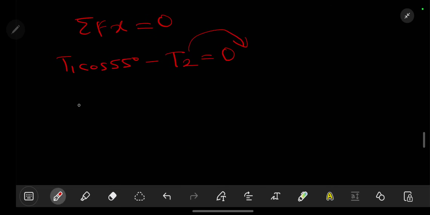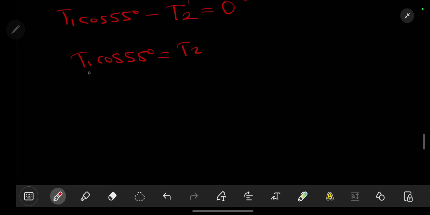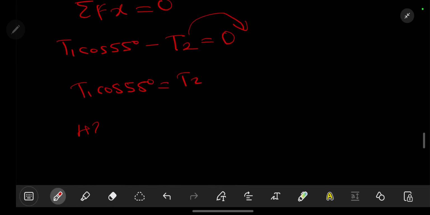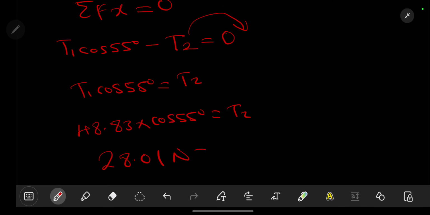So take the T2 that side, it will be T1 cos of our 55 degrees should be equal to our T2. So our T1 in this case is equal to 48.83. So we have 48.83 times the cos of 55 degrees should be equal to our T2. Then when we multiply times our cos of 55, this will give us a value that is equivalent to 28.01 newtons is equal to T2.